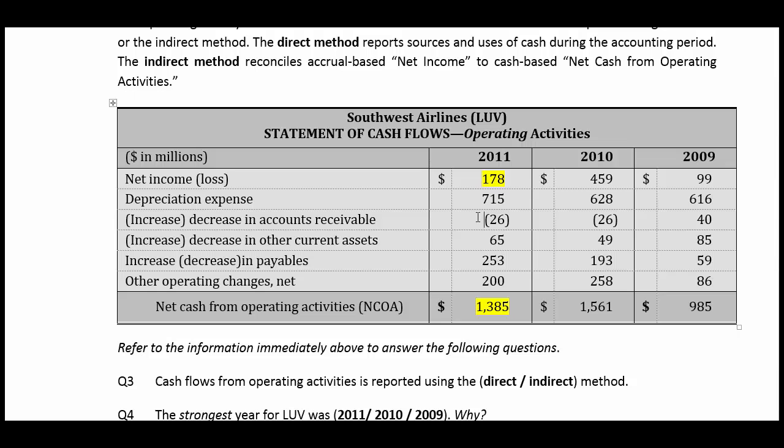Now let's look at another side of this. By the way, when that's positive, look in 2009. That was a decrease in accounts receivable. That means we collected more money than we sold by $40 million. And that improved our cash flow.